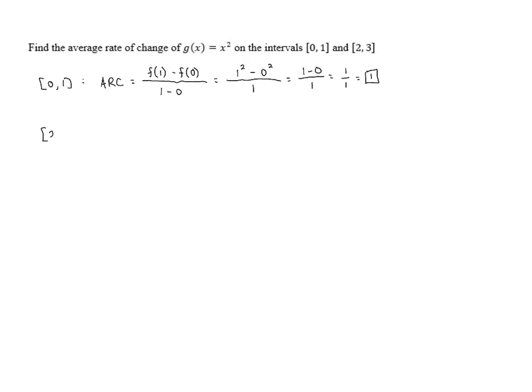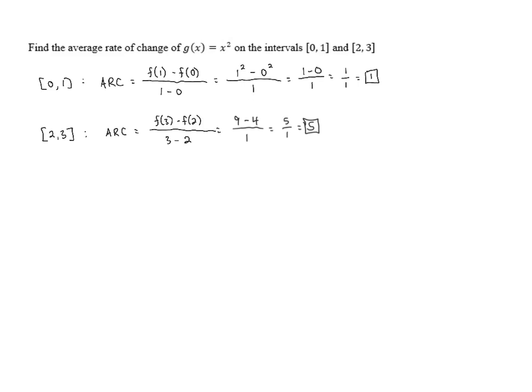Next, let's look at the interval from 2 to 3. Here, to calculate the average rate of change, we're going to take f of 3 minus f of 2 over 3 minus 2. It's such an easy function, I even feel silly writing 3 squared and 2 squared. We know here 3 squared is 9, 2 squared is 4, 3 minus 2 is 1, and 9 minus 4 is 5. 5 divided by 1 is 5. So in this case, the average rate of change is 5.